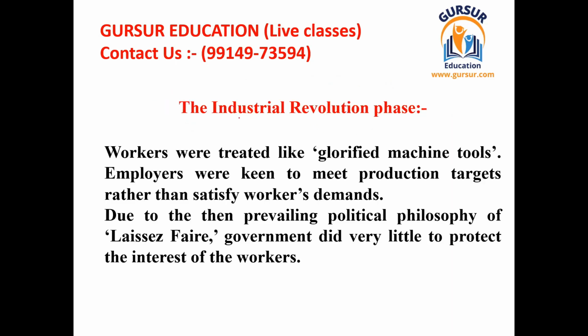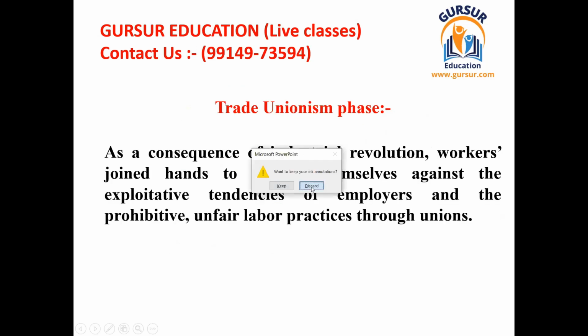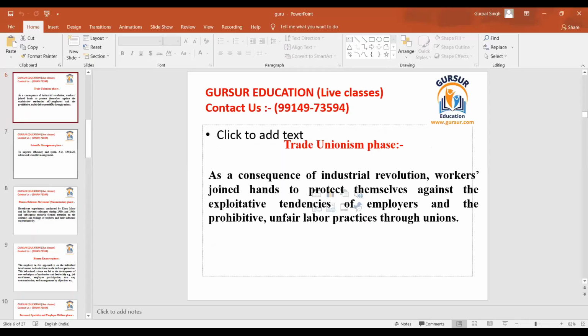The first phase was the industrial revolution phase. That was the phase when they were considered slaves only. They were treated as glorified machine tools. The workers were treated as machine tools only. The employers were keen to meet production targets. They did not consider anything about their workers' demands. So that was the case of the complete system regarding the industrial revolution period. This is the thing we have to understand. So this was the first one.